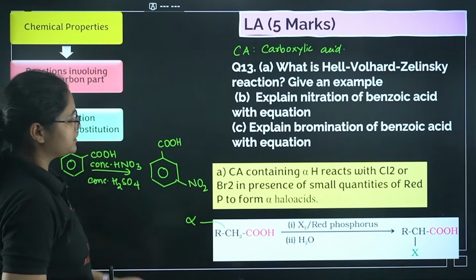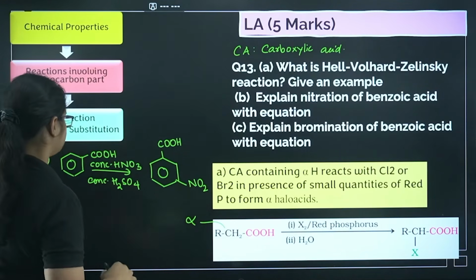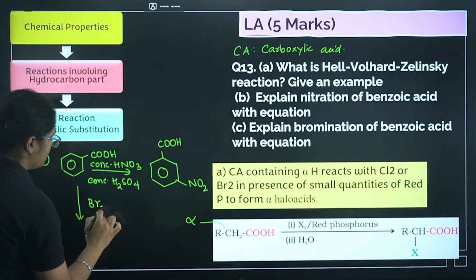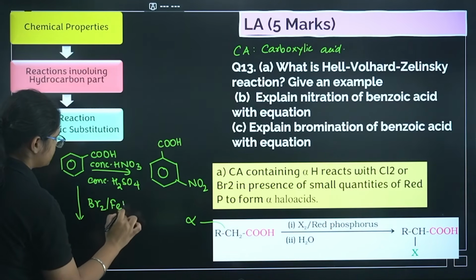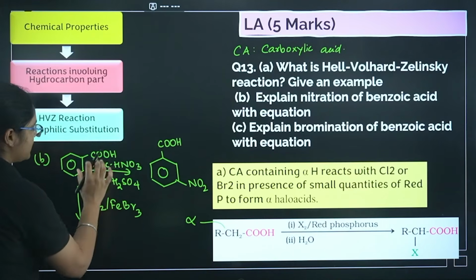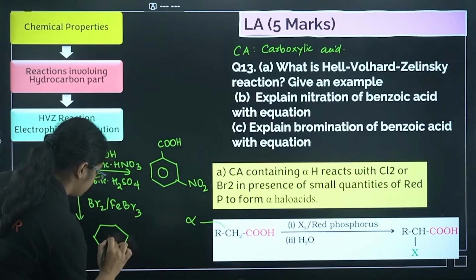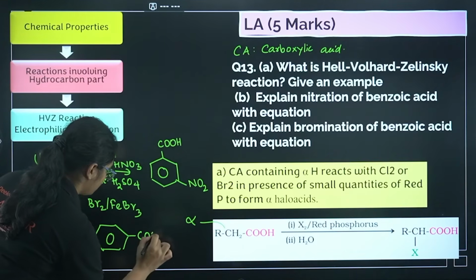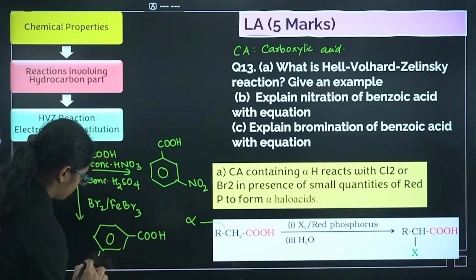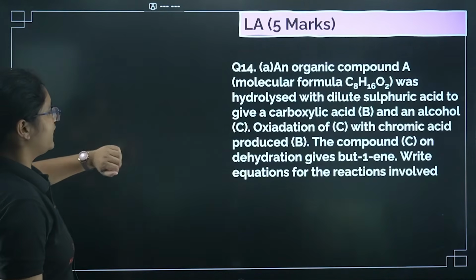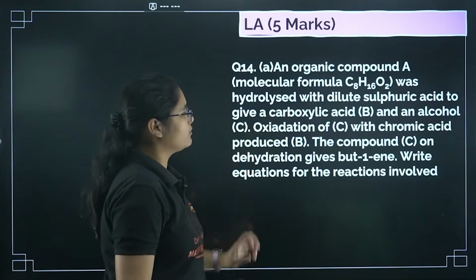Okay, next question is: explain the bromination of benzoic acid. So I'll just use the same one here. If you use Br2 with FeBr3, that will do bromination in the ring, and again the bromination will take place at the meta position. So I'll get COOH and I'll get Br here. Clear?